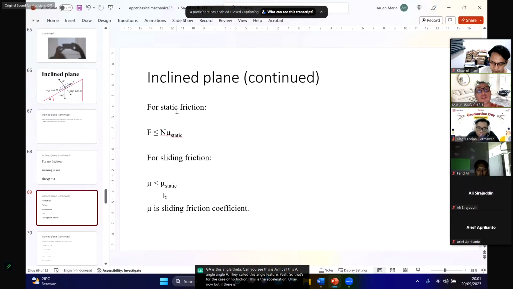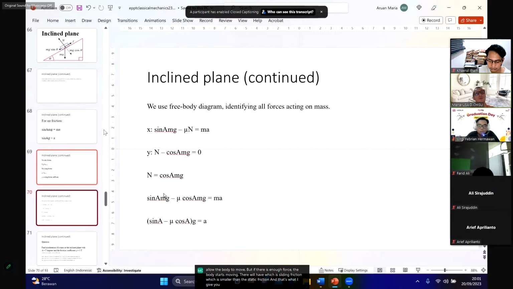Now, if there is friction, there are two kinds of friction. There is a static friction, which does not allow the body to move. But if there is enough force, the body starts moving, then we have mu, which is sliding friction, which is smaller than the static friction. And that's what I give you when we solve the problem for the case of friction force. Use the free body diagram. In this case, friction force is active, slide number 70. As you can see, along the x direction, there is mu times N.